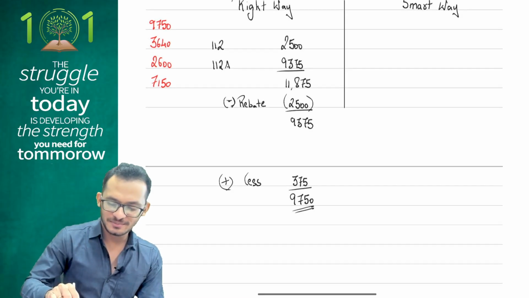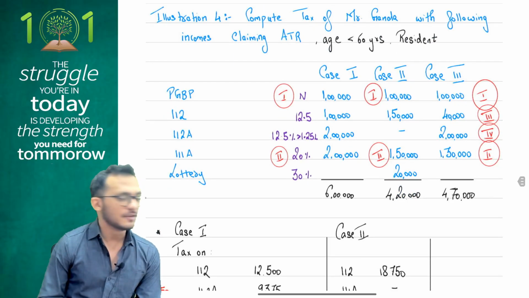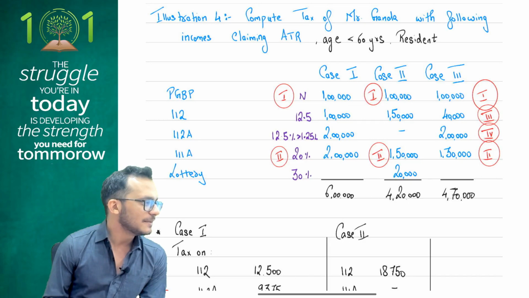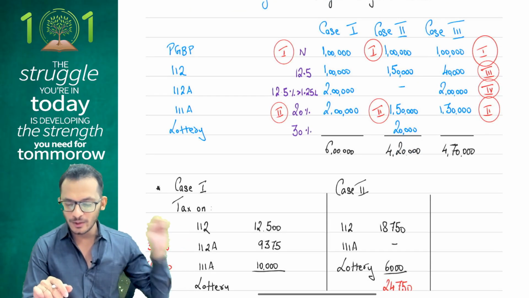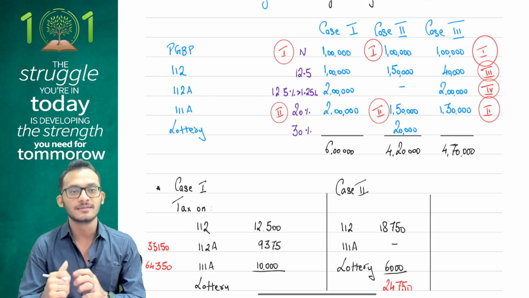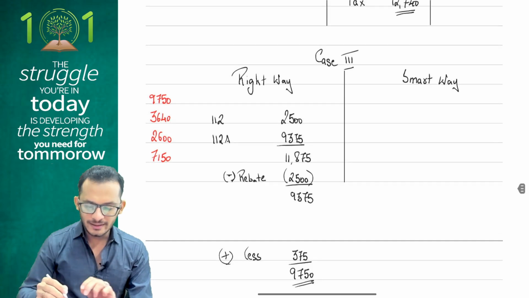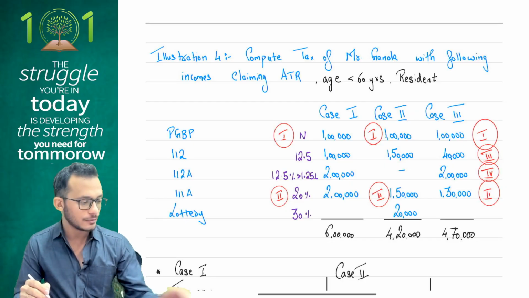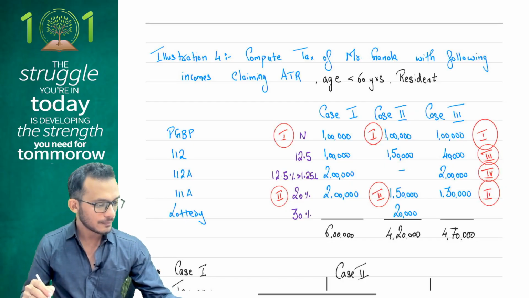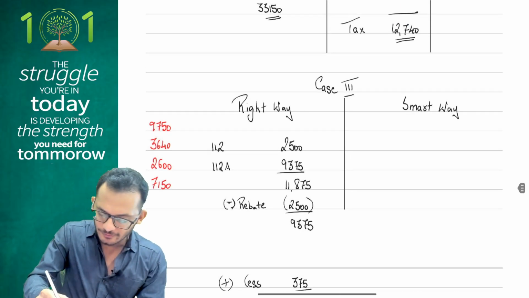Okay, so here is option number 2. Instead of adjusting 112 first, let me adjust 112A first. I will now adjust 112A for 20,000 rupees, which means my 112A becomes 1,80,000. Out of 1,80,000, 1,25,000 goes, so 55,000 at the rate of 12.5% gives me 6,875.